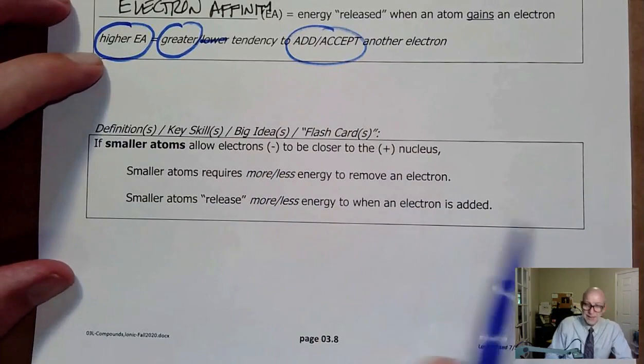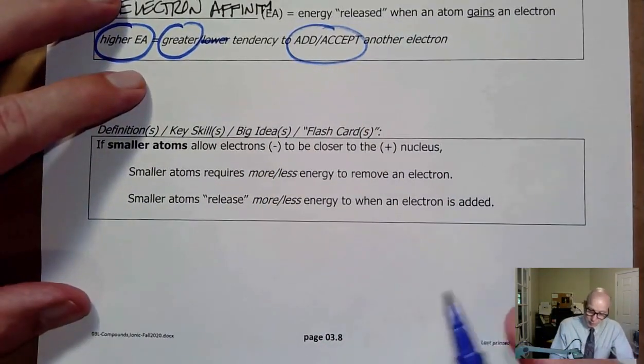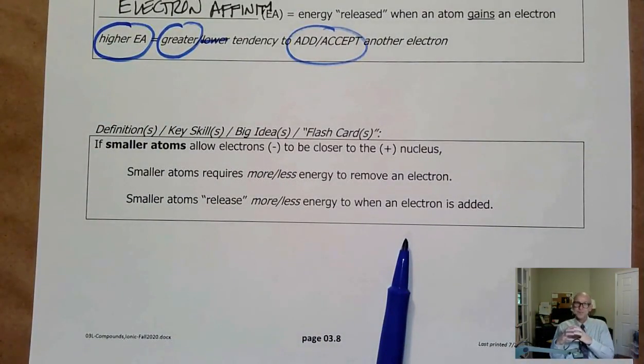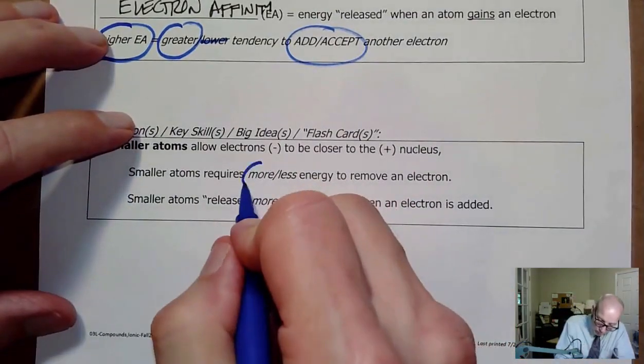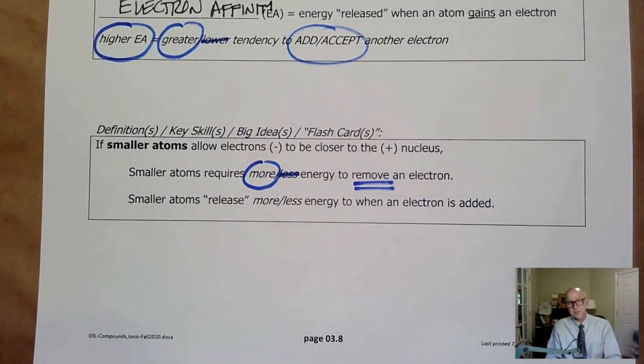So we can think about this. In smaller atoms, the electrons are closer to the nucleus. Does it require more energy or less energy for a smaller atom to remove that outside electron? Small atoms hold their electrons tightly. More energy to remove an electron. So now we can go back to chapter 2 and think, well, wait, what do big atoms do? What do little atoms do? And we can start to make some predictions.